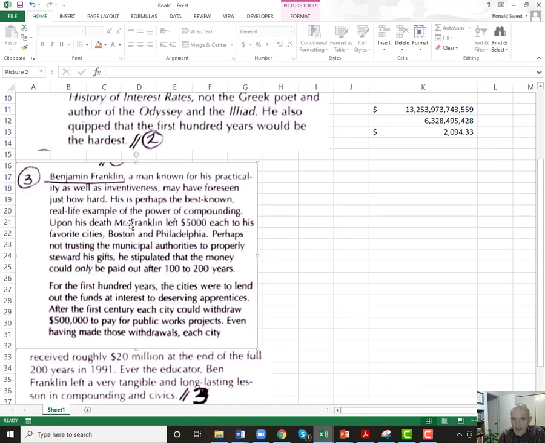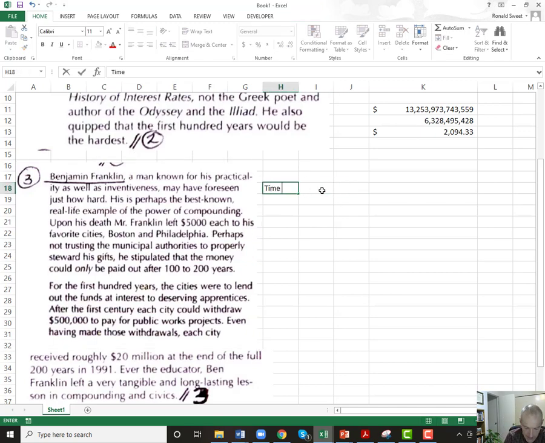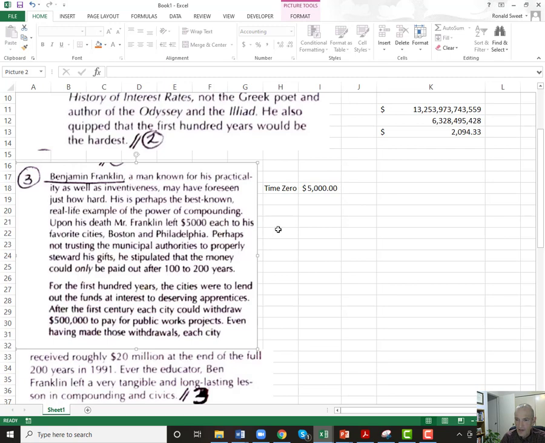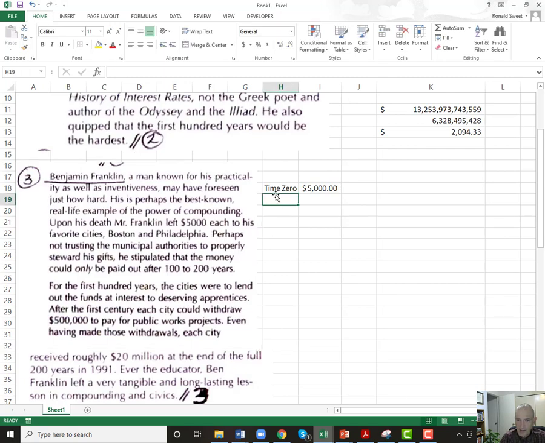So he left $5,000. So we're going to say time 0. He left $5,000, and he put some rules. He left it to 2 cities. So he left $10,000, but he left $5,000 to Boston, $5,000 to Philadelphia. So 2 famous cities. Obviously, Philadelphia is the birthplace of the United States, and Boston, you know, pretty important. You got the Boston Harbor and Boston Tea Party. And I don't know if Franklin was from Massachusetts or not. I can't remember. But anyway, so he left it at time 0. I don't know when that was, 1776, whenever that is.